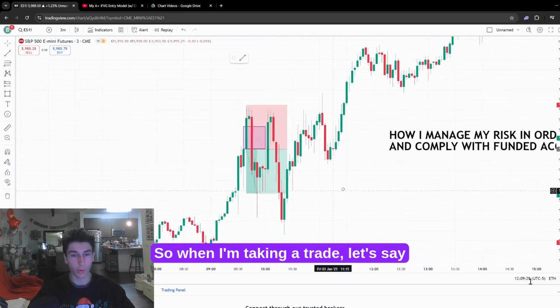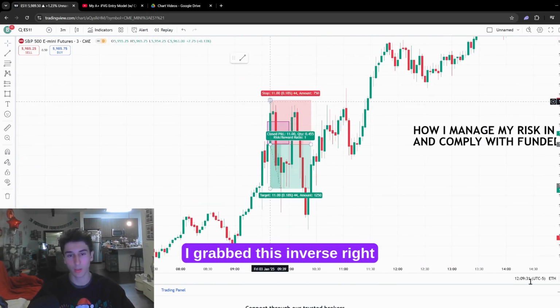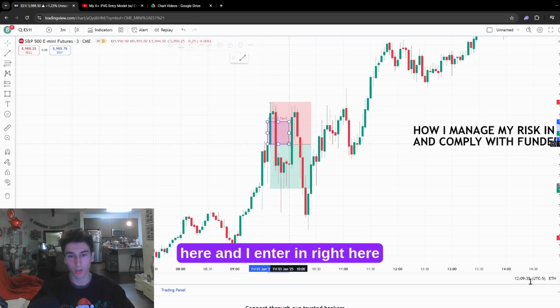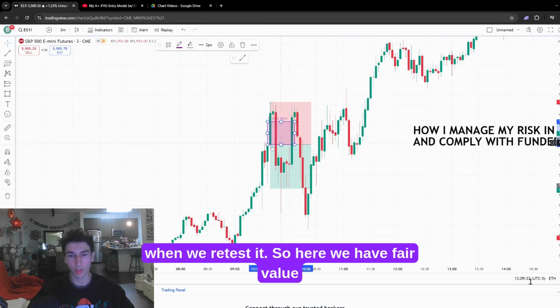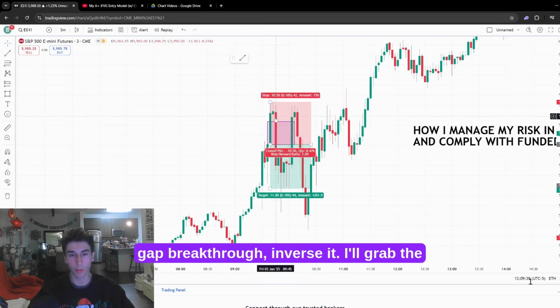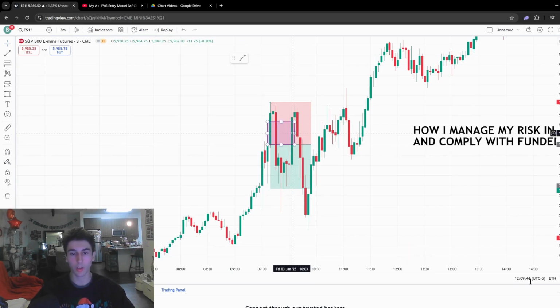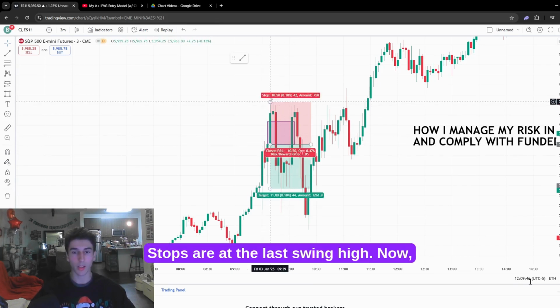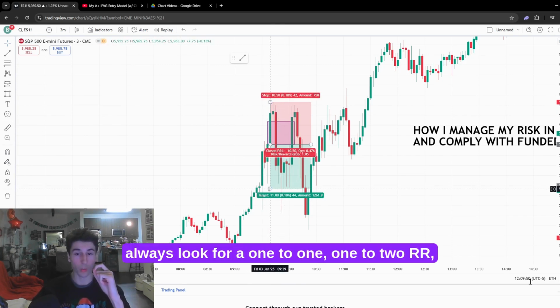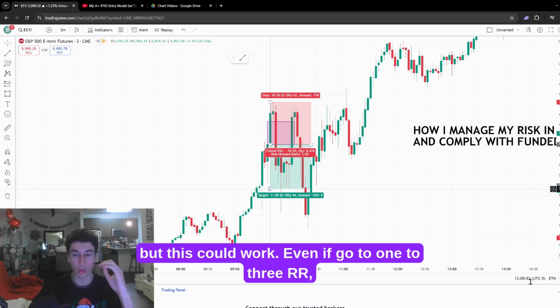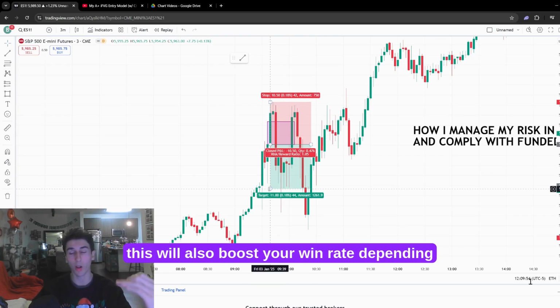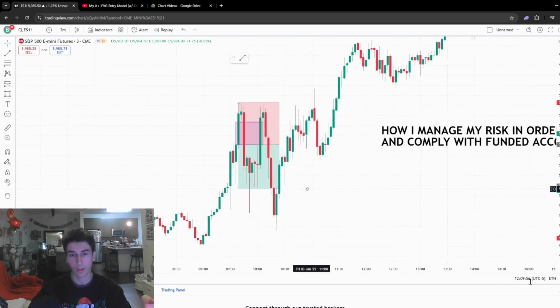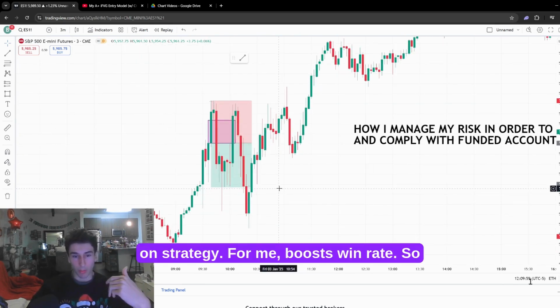So when I'm taking a trade, let's say I grab this inverse right here and I enter right here when we retest it. So here we have a fair value gap, break through it, inverse it. I'll grab the retest entry, so I'll grab in right here. Stops are at the last swing high. Now I always look for a 1 to 1, 1 to 2 RR, but this could work even if you go to a 1 to 3 RR. This will also boost your win rate, depending on your strategy. For me, it boosts my win rate.